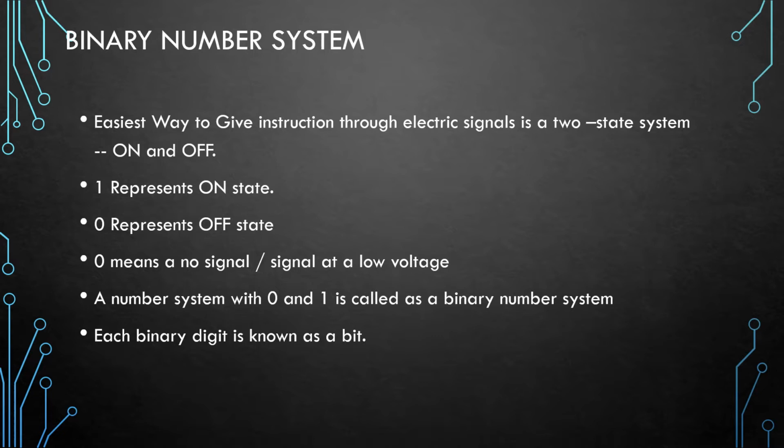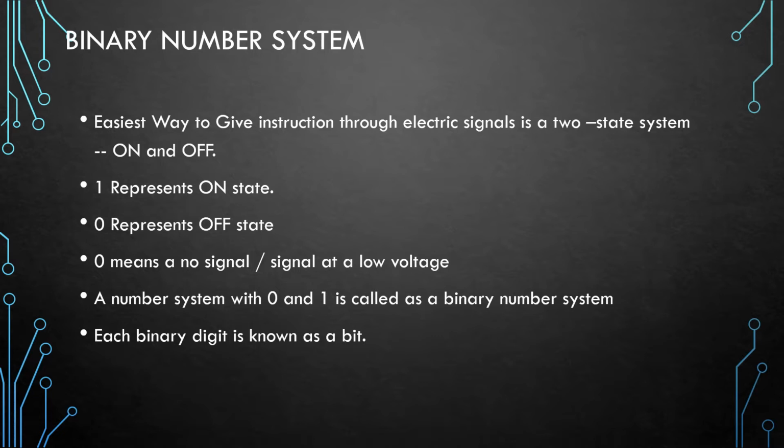It is the easiest way to give instruction through electrical signals. That is a two-state system, the on and off state. You know very well the electrical signals are always represented through only two states. One is on and off, or sometimes we call it true or false, or a high and low state. So here the on state is represented as 1 and the off state is generally represented as 0.